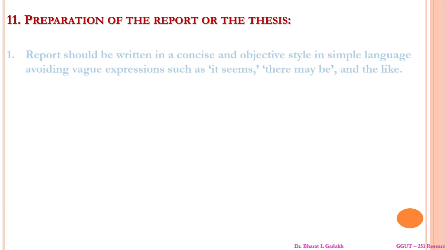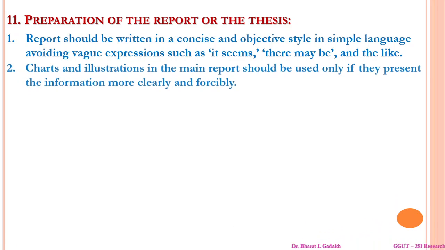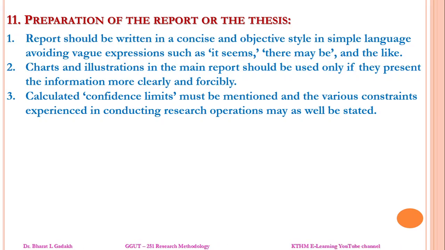Now, the preparation of the report. The report should be written in a concise and objective style, in simple language, avoiding vague expressions such as it seems, there may be, and the like. Charts and illustrations in the main report should be used only to present information more clearly and forcibly. Calculated confidence limits must be mentioned. Various constraints experienced in conducting the research operation may also be stated.